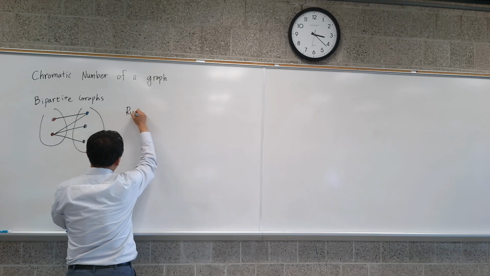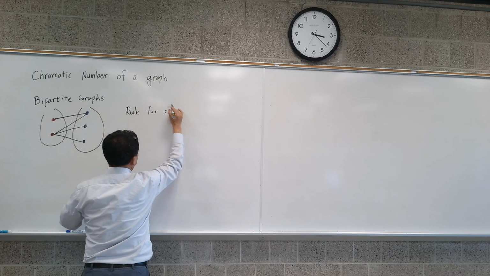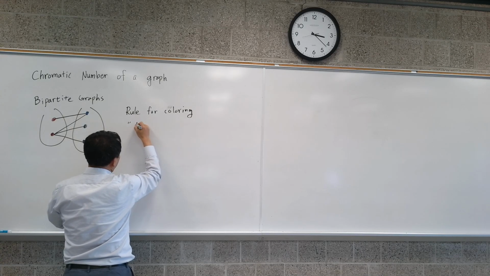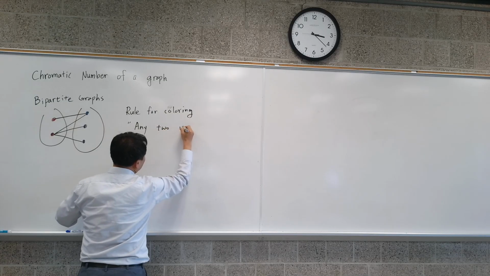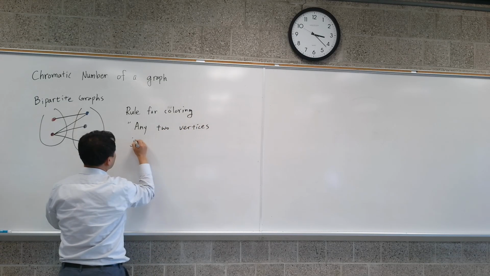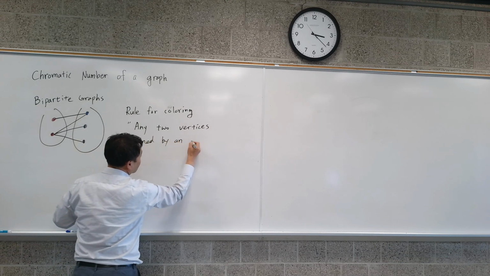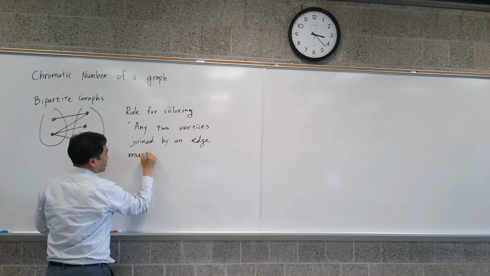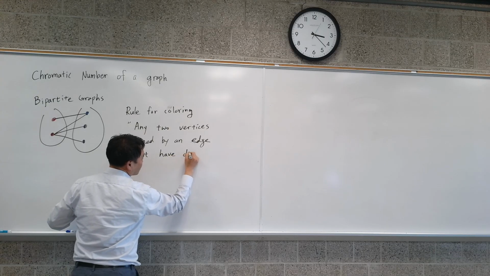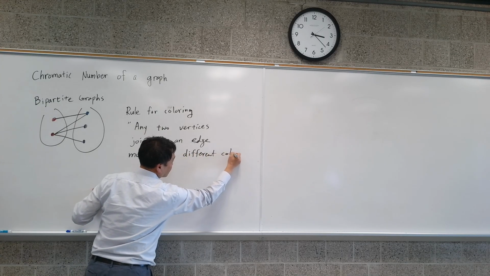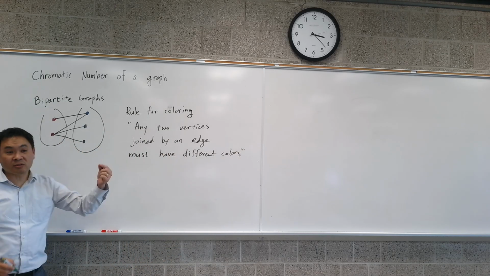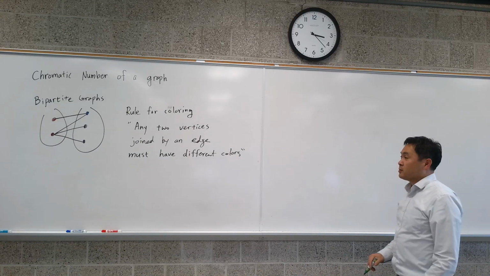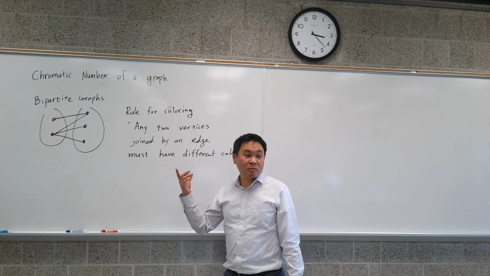So, the rule for coloring is that any two vertices joined by an edge must have different colors. So in other words, if two vertices are joined by an edge, they're called adjacent. And what I'm trying to say is that all adjacent vertices must be of different color.